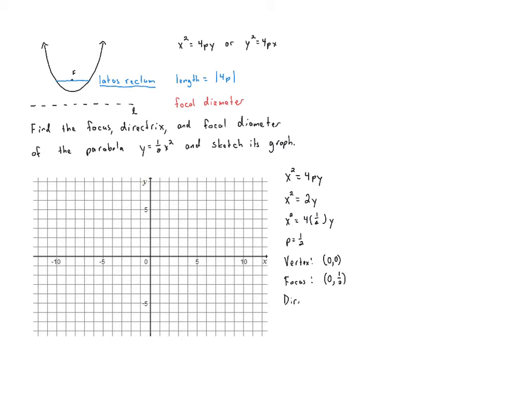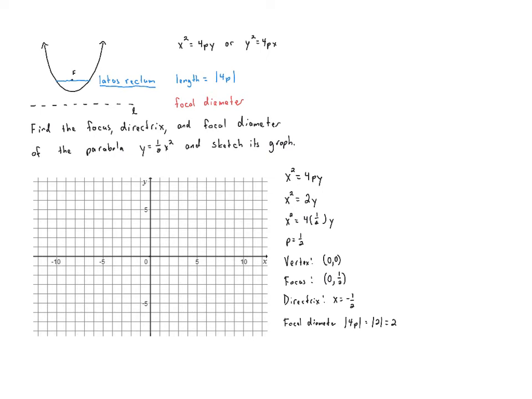The directrix is going to be below this. It'll be the line x equals -1/2. And the focal diameter, remember it's the absolute value of 4p, which in this case is going to be the absolute value of 2, which is 2. So let's start drawing this.